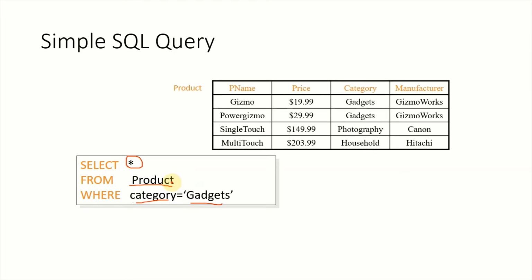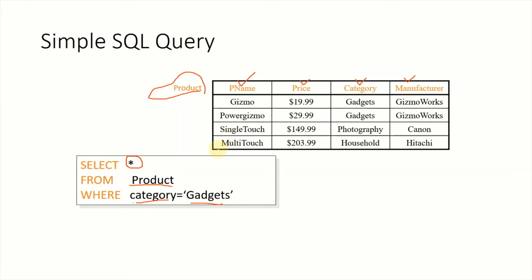Now here we have a table. Its name is product and it has some attributes: name, price, category, and manufacturer. There are 4 attributes in this relation, so the instances or records in this table are in the rows. So we have 4 records in this table.